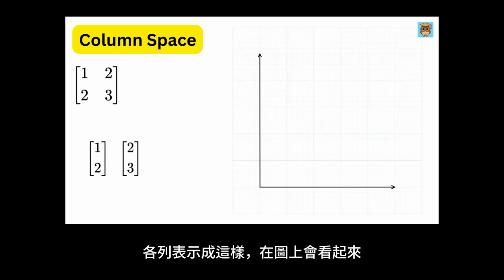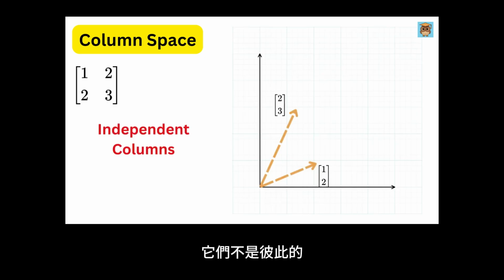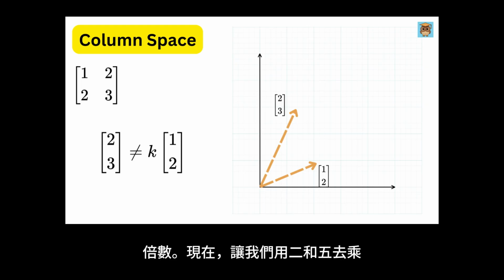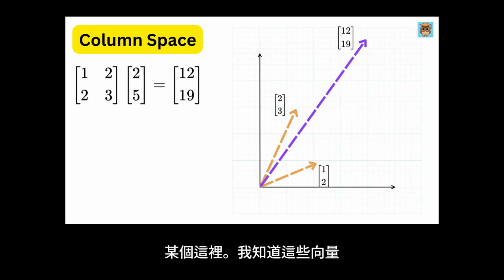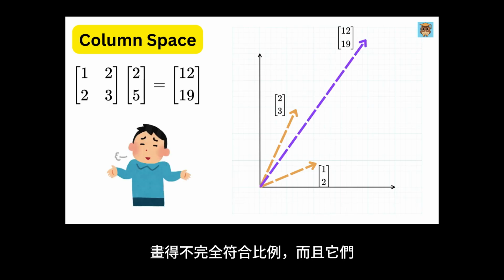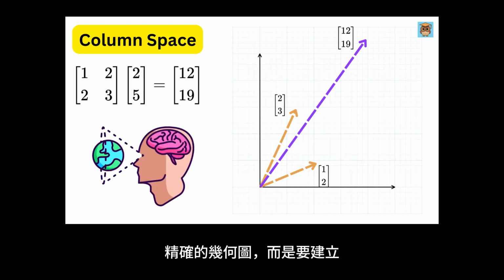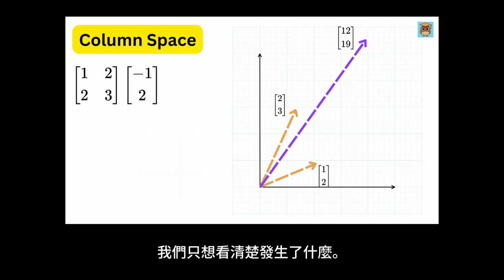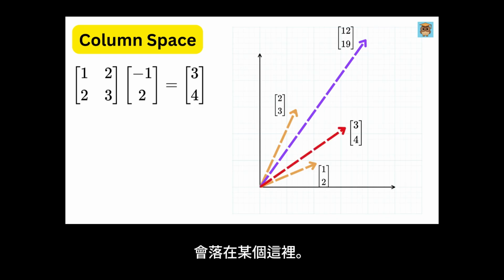We can represent its columns like this, which will look like these on a graph. These are independent columns, which means they're not multiples of each other. Now let us multiply 2 and 5 with this one. We get 12 and 19, which lies somewhere here. I know these vectors are not drawn perfectly to scale, and they also might not show the exact directions, but that's totally okay. The point here is not to make an accurate geometric diagram, but to build a visual intuition. We just want to see what's going on. Now multiply -1, 2, and we get 3, 4, which will lie somewhere here.